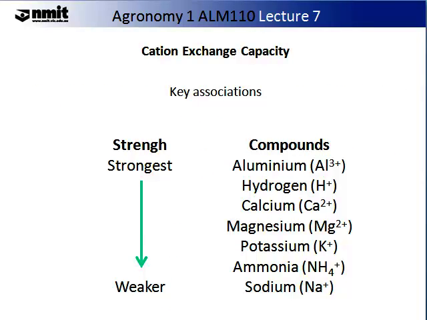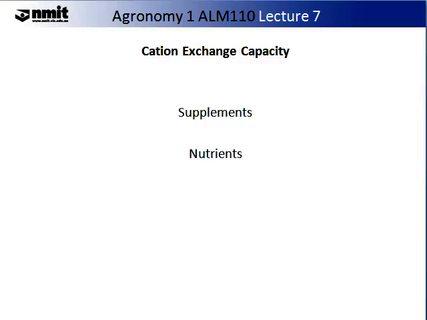There is a range of exchangeable cations found in the soil, and some are listed on the slide. Their ability to attract varies also. That is, aluminium is very attracted or strongly associated with the soil, whereas sodium is less so. Knowledge of your cation exchange capacity in your soils will enable you to manage your soil environment correctly. This is particularly important if you are going to add supplements to the soil, and it is also important in your nutrient management of your soils.